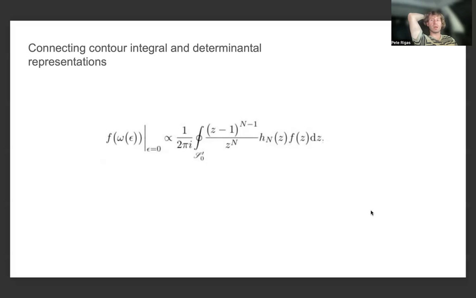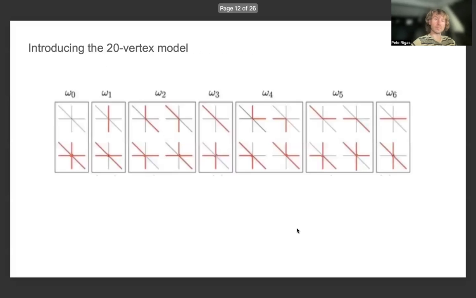when we send epsilon sufficiently close to zero, we can represent this function, which depends upon some sufficiently small parameter epsilon as well as the weights of the six vertex model, in terms of a contour integral representation where this function h of n of z is a determinant that we're integrating against, as well as the function f of z, which is obtained from before by substituting omega of epsilon into f and sending epsilon sufficiently close to zero.